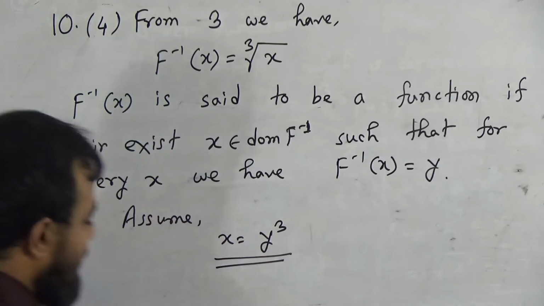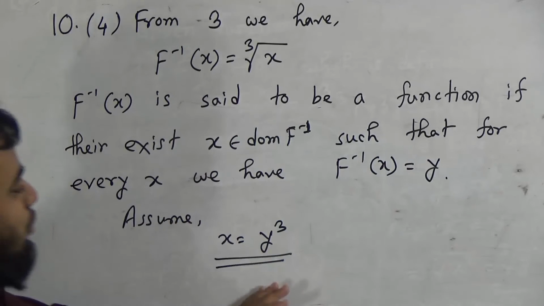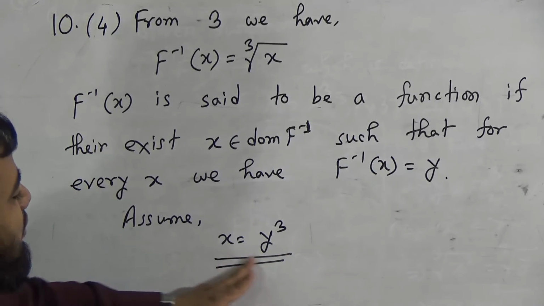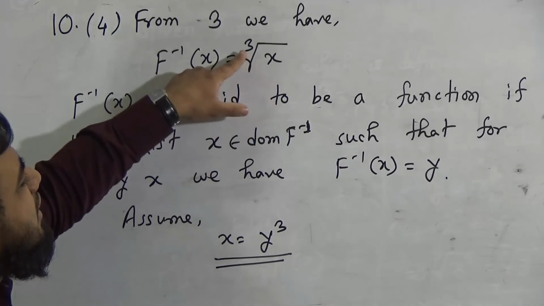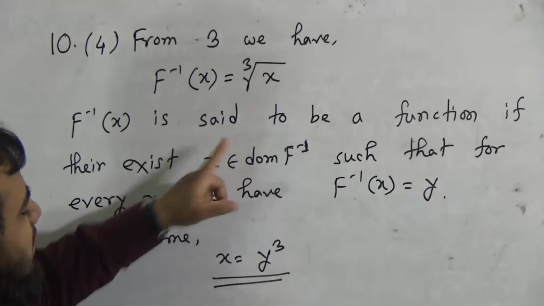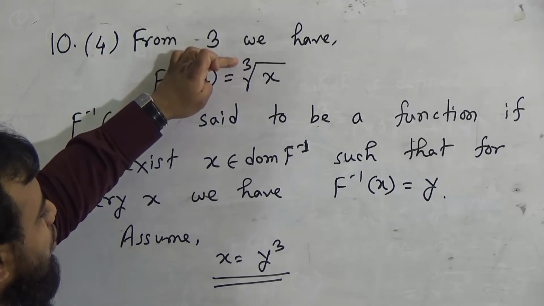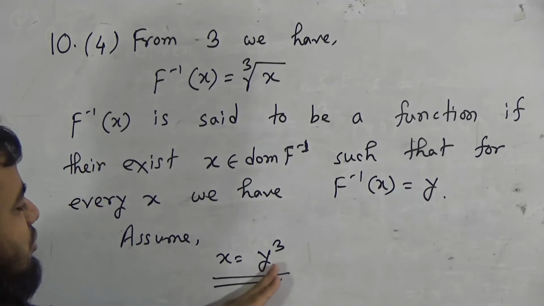But to be a function it is required, as we have already noticed, my dear students, it is very important to assume this, x equal to y cube. Why have we assumed y cube? Because x is in the cube root, that's why I take y cube. Then we can omit cube and cube root easily. That is why I assume x equal to y cube.